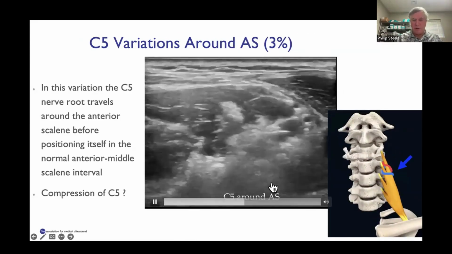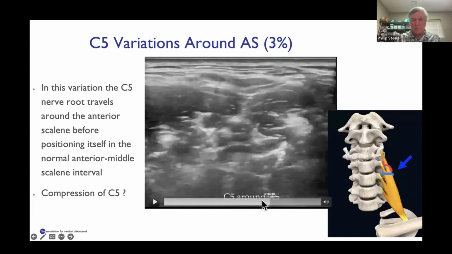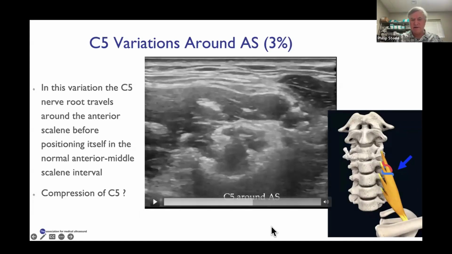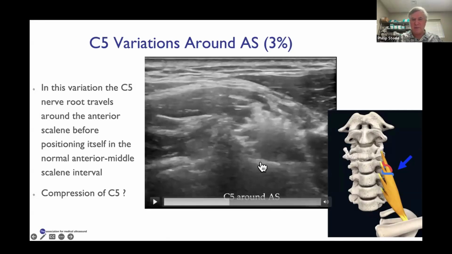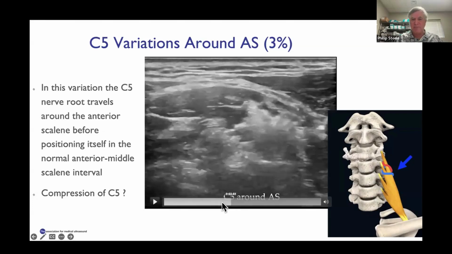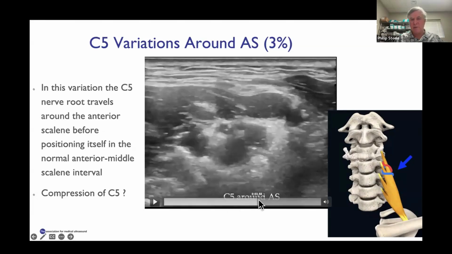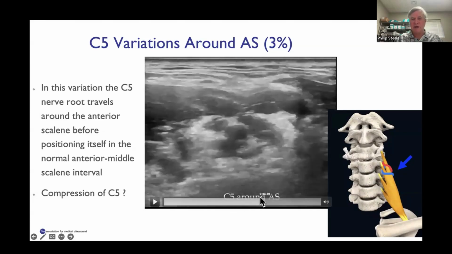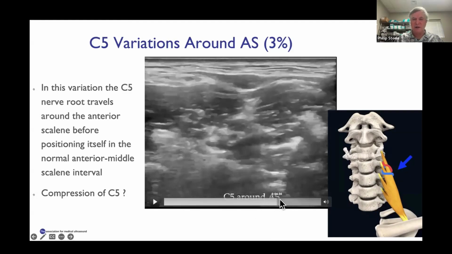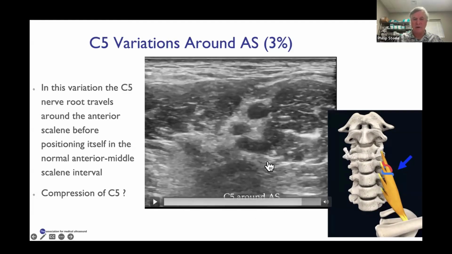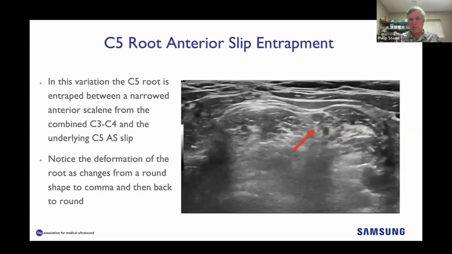This is what I call around the world. Again, here's C6. This is C5. And here's 5 coming out of the neural foramen. And you can see the enlarged posterior tubercle. It doesn't have much of an anterior tubercle on this individual, but it's going to come around. And you can see there's quite a bit of deformation of the nerve as it slides up and over. So look how under tension this is to lie in its normal anterior middle scalene interval at this location. So this is kind of how it slides around. And again, Tinel sign or sonographic palpation.